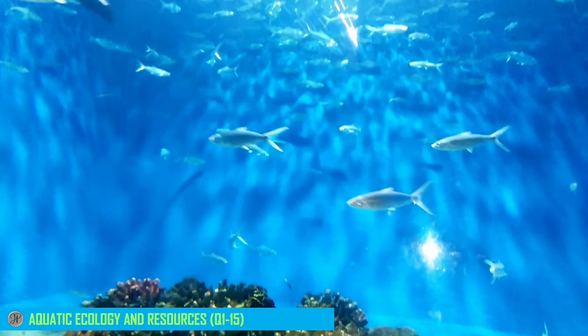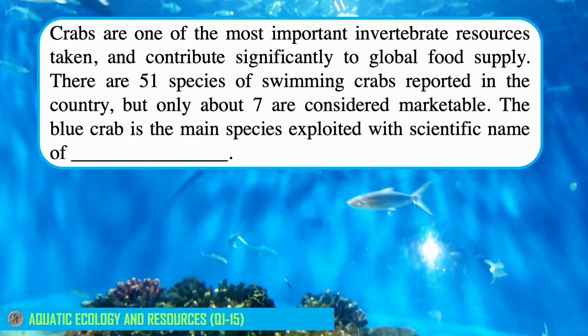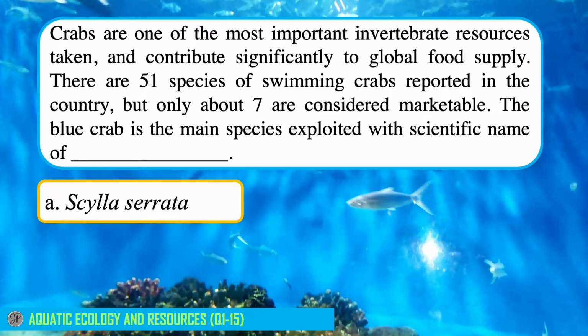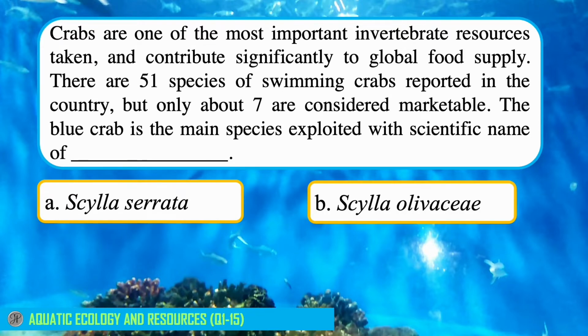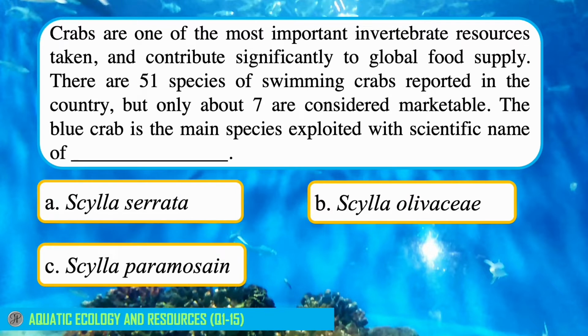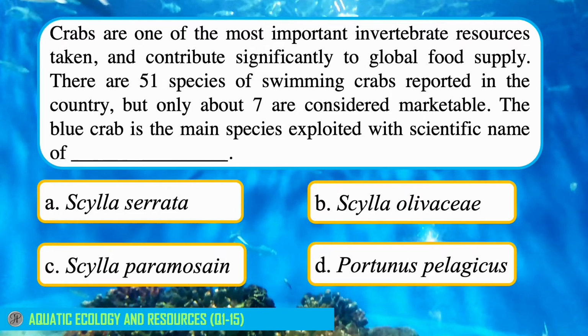Number 3. Crabs are one of the most important invertebrate resources taken and contribute significantly to global food supply. There are 51 species of swimming crabs reported in the country, but only about 7 are considered marketable. The blue crab is the main species exploited with the scientific name of blank. A. Scylla serrata. B. Scylla olivacea. C. Scylla paramamosain. Or D. Portunus pelagicus.